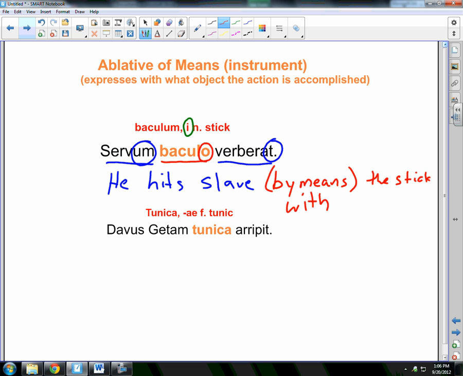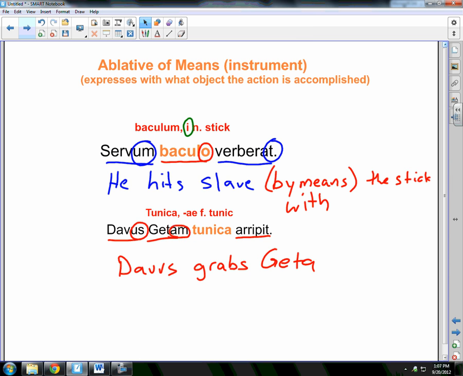In the second sentence here, we have Davus, which is going to be our nominative. That's going to be our subject. So Davus. Tunicam is accusative. It's going to be our direct object. Arripit is our verb. So Davus grabs, and then our accusative, grabs Gaius. And again, the literal translation here is by means of the tunic.